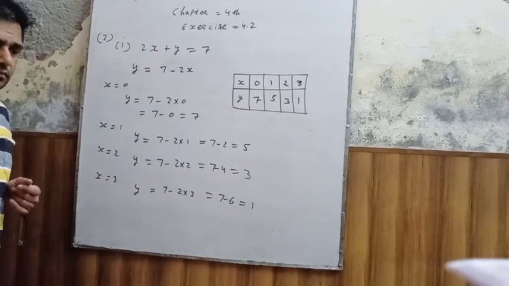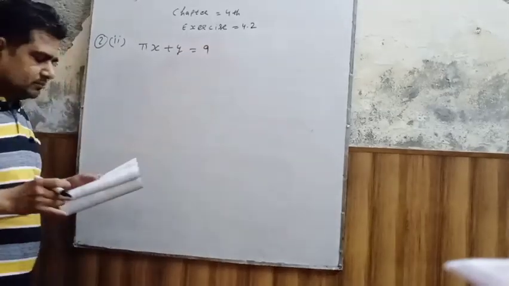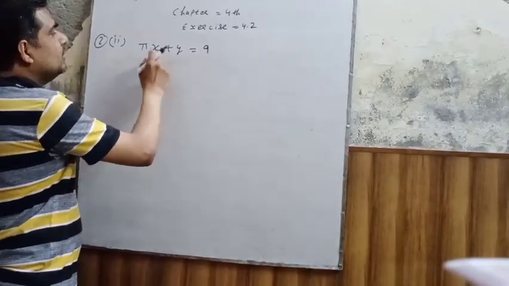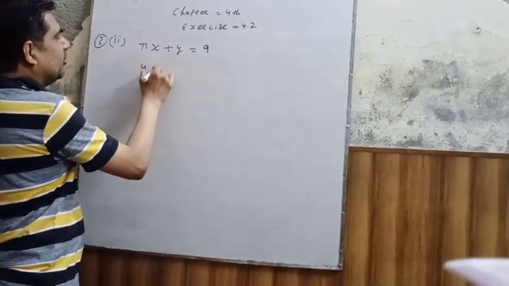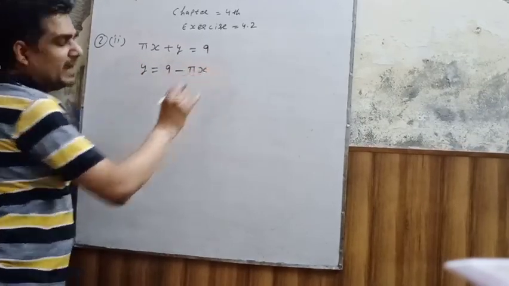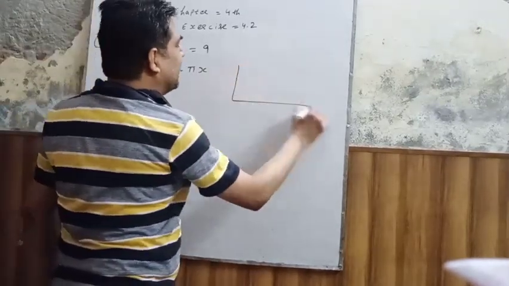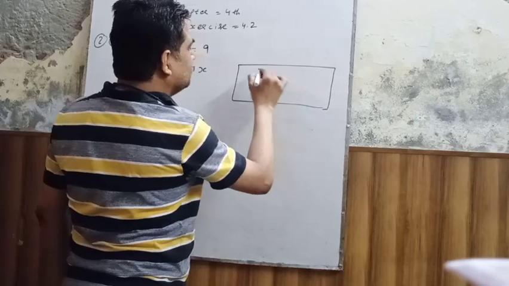Now pi x plus y equal to 9. Moving pi x to this side, y equal to 9 minus pi x. Instead of x we put some values and find the value of y.